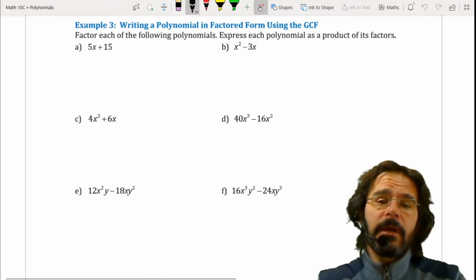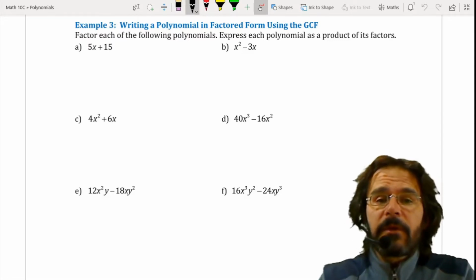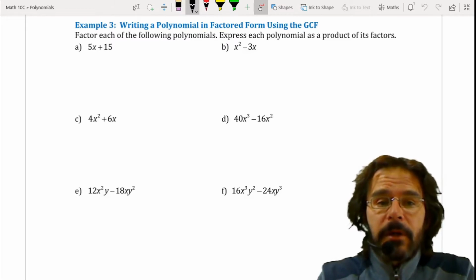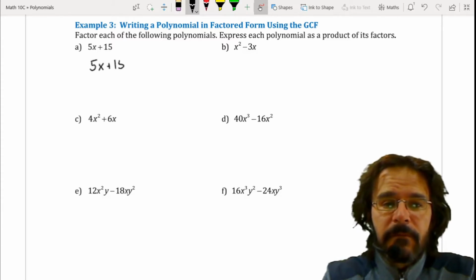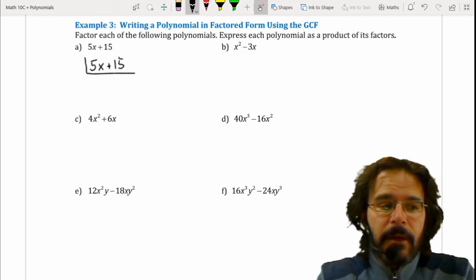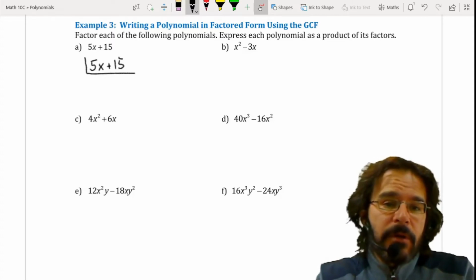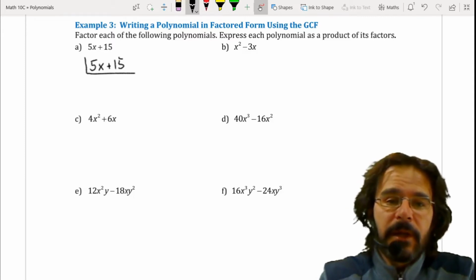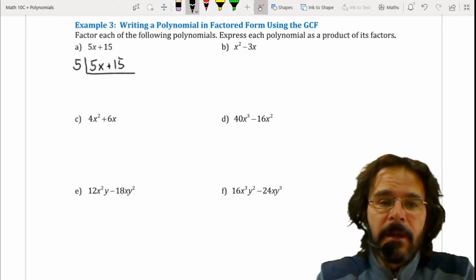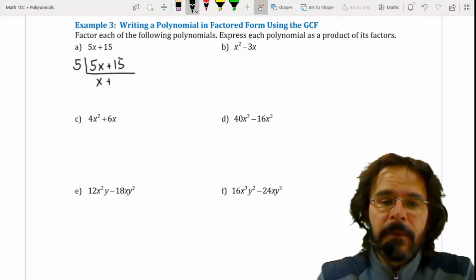So we're going to be using the division method here, just like we did in the previous example. We're going to take the whole expression this time, however. So we're going to write it as 5x plus 15. And then we're going to put that L around it like that. And then we're looking for a number or an expression that can be divided out from both terms, both 5x and 15. That expression or number is going to be 5. We do the division. 5x divided by 5 is x, plus 15 divided by 5 is 3.